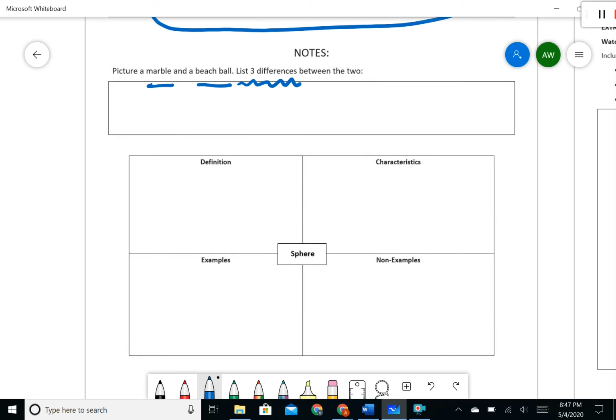So hopefully you had a minute to compare and contrast a marble and a beach ball. Now you may have talked about the material that they're made out of, you may have talked about their size, right? But what I was really hoping that we would get to here is that a beach ball is hollow and a marble is solid.